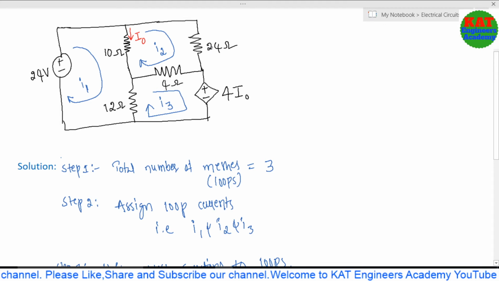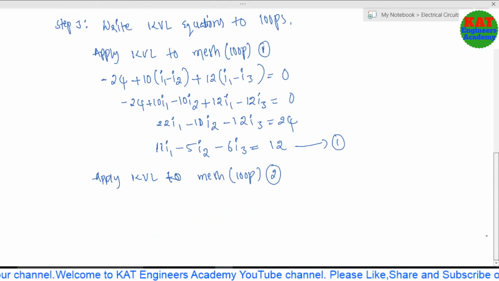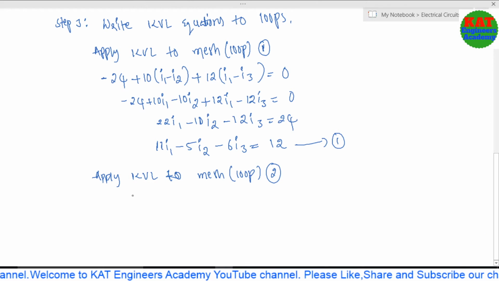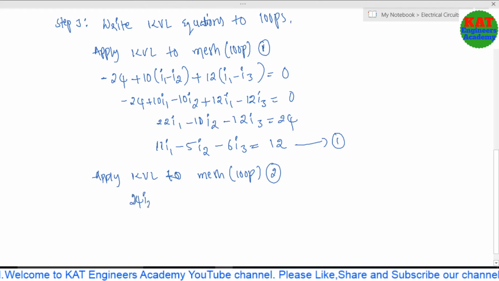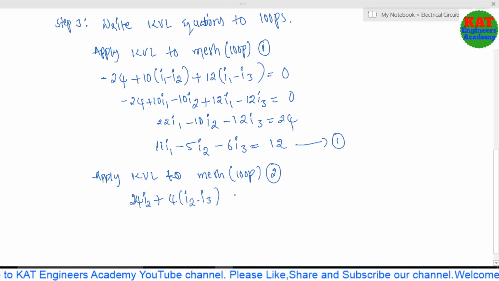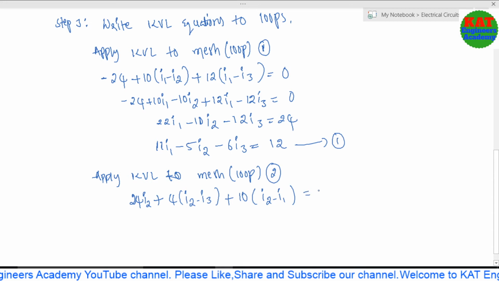For example, you are writing 24 into I2, next 4 into I2 minus I3, because with respect to the second loop two currents are flowing, so I2 minus I3. Next 10 ohms, two currents are flowing, I2 as well as I1. With respect to the second loop we are writing the equation, so I2 minus I1. So 24 I2 plus 4 into (I2 minus I3) plus 10 into (I2 minus I1) equal to 0 according to the KVL.